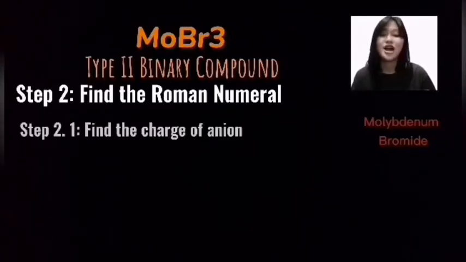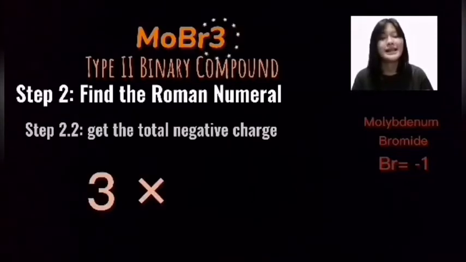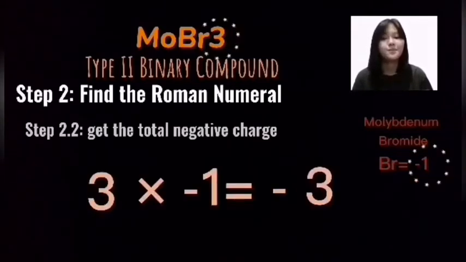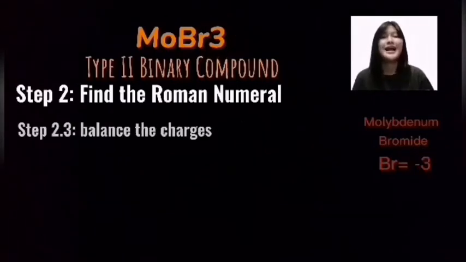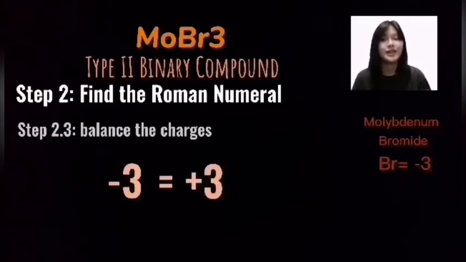2.1. Find the charge of an ion. Br has negative 1 charge. 2.2. Get the total negative charge. In order to get that, you need to multiply the number of atoms to the negative charge present in an element. So bromine has 3 atoms, multiplied by negative 1 is equal to negative 3. 2.3. Balance the charges. So negative 3 is automatically balanced to positive 3.